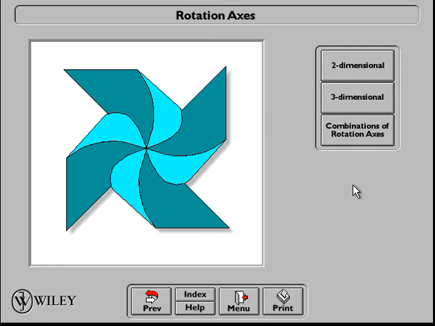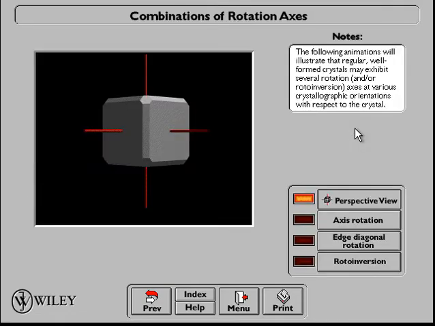Now we are coming to a combination of rotation axes. We have a few examples. The following animations will illustrate that regular well-formed crystals may exhibit several rotation and/or roto-inversion axes at various crystallographic orientations with respect to the crystal.